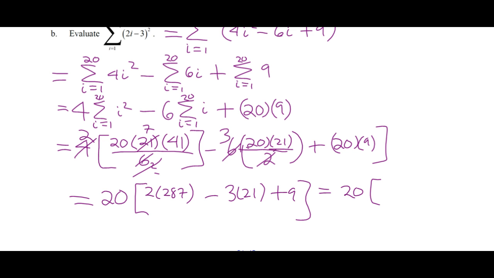What's 2 times 287? It's going to end in a 4. And we've got a 1 and 7, 574. Minus 63 plus 9. So 574 minus 63, or let's go 583 minus 63, be like 520, right? Yeah, no, it's 520. So 20 times 520, oh wow, it just became easy, right? So you just multiply that by 10, 5,200, and then double it. So 10,400.